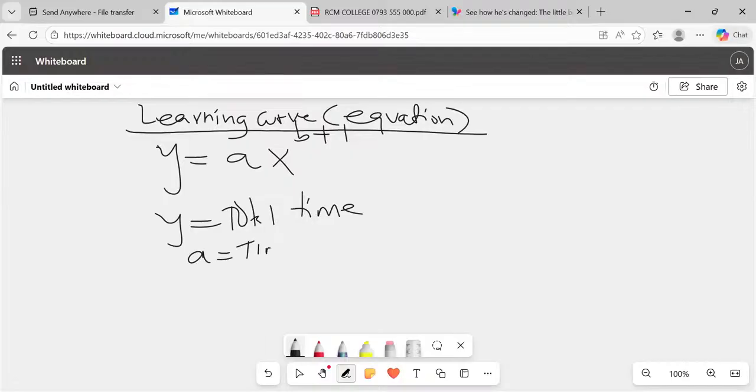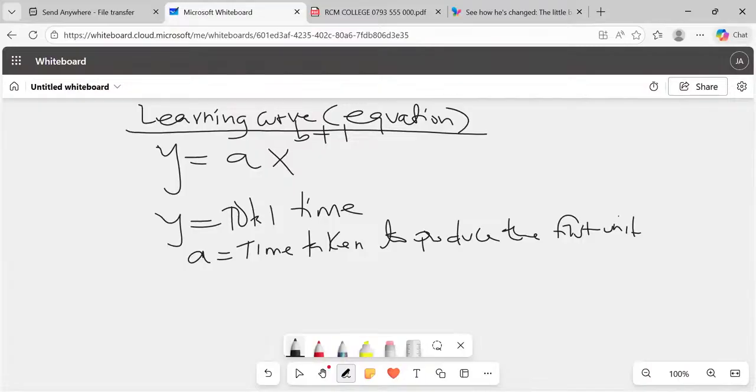A is the time taken to produce the very first unit. So assuming we're making chairs, and the very first chair took us 10 hours, then A will be 10. That is the time taken to make the very first unit.